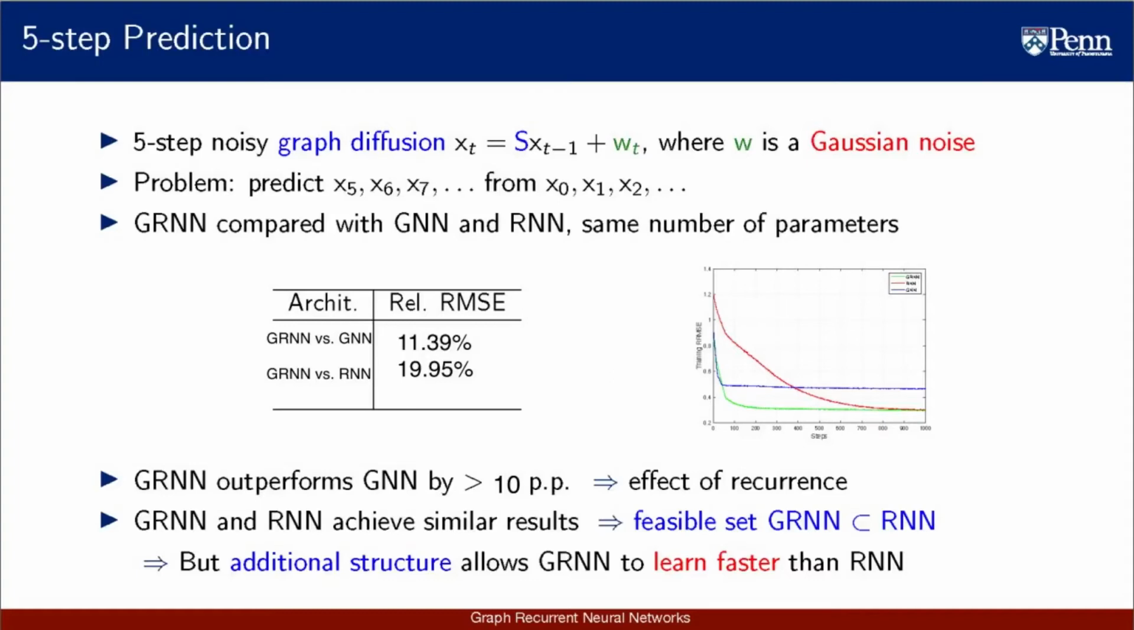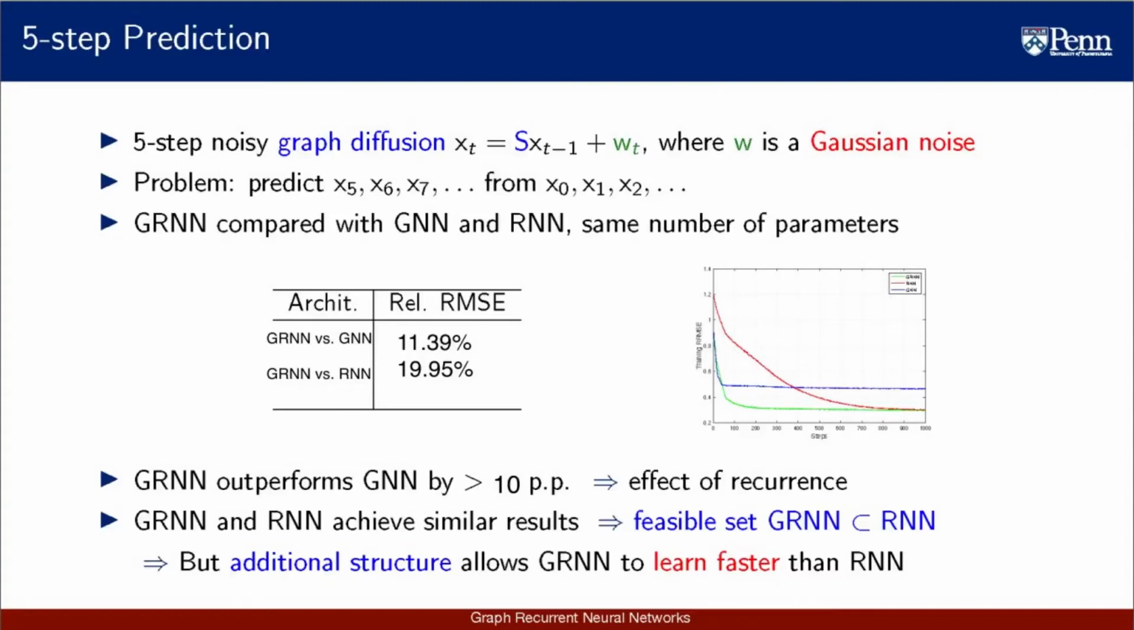The problem we are trying to solve here is to predict x5, x6, x7, and so on from x0, x1, x2, etc. We train a GRNN, a GNN, and an RNN, all with the same number of parameters, to solve this task. These are the results we obtained. The table on the left shows the relative root mean square error achieved by each architecture. Note that the GRNN does better than the GNN and the RNN.